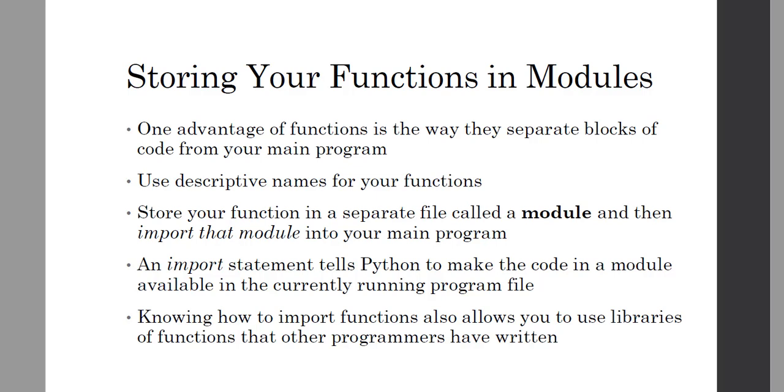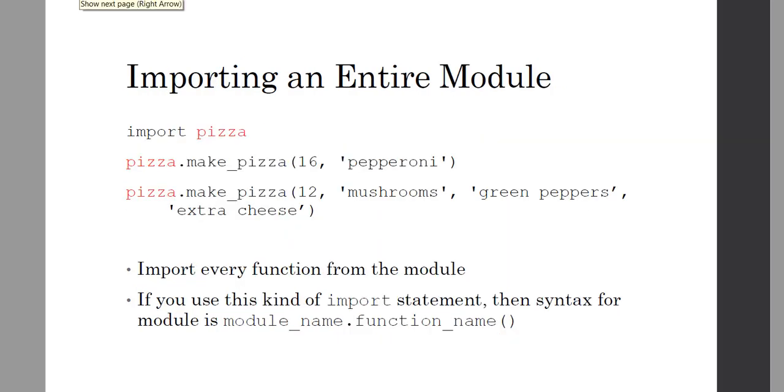When you're creating names for your functions, make sure you create them descriptively. Then you're going to store your function in a separate file called a module, and then we import that module. An import statement tells Python to make the code in the module available in the currently running program file. Knowing how to import functions is really important, and when we get into Chapter 9 we'll see the similarity when we import classes.